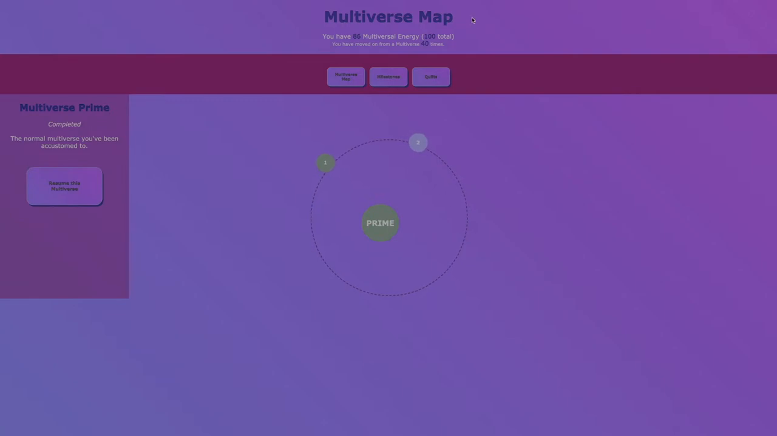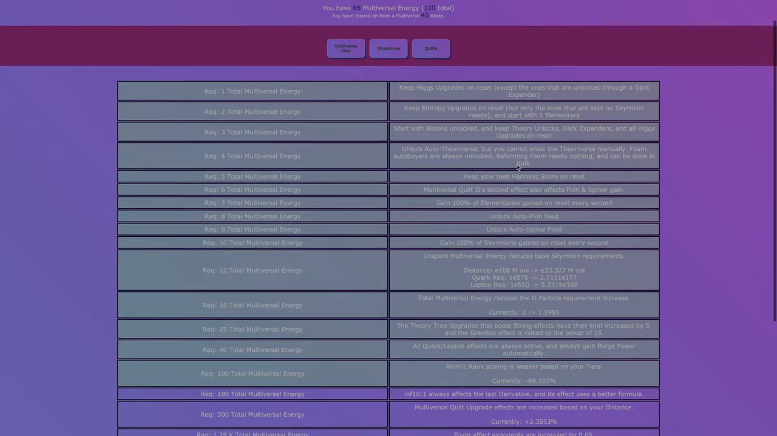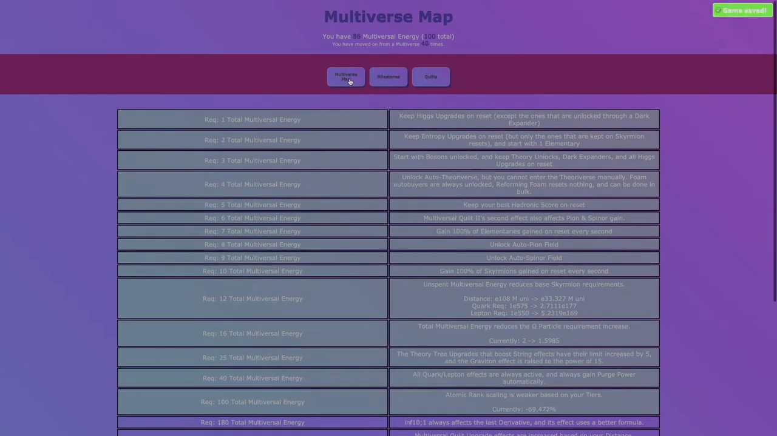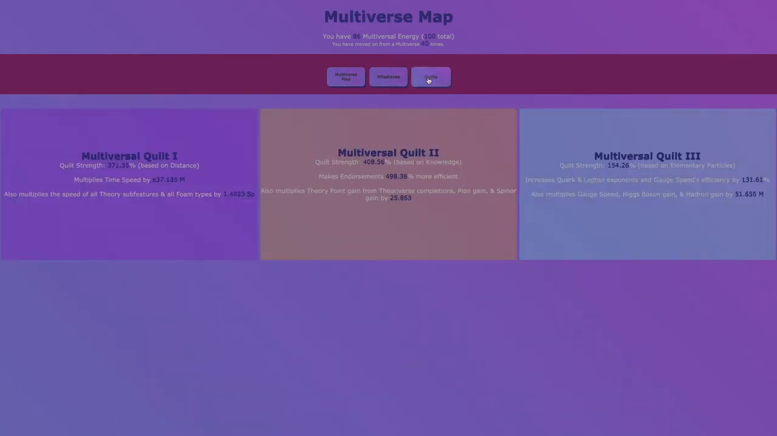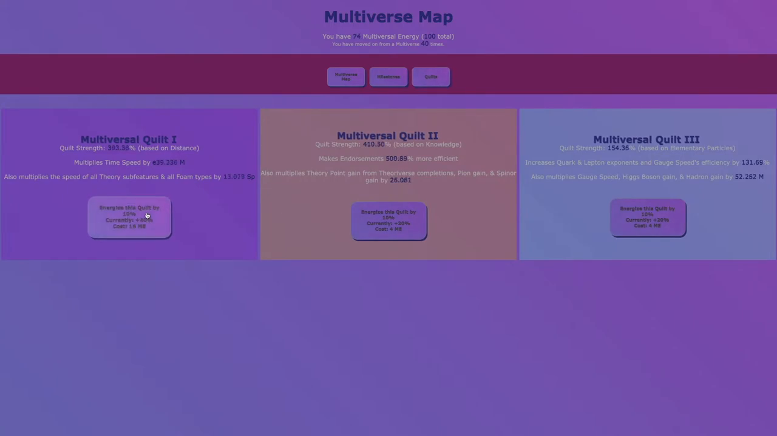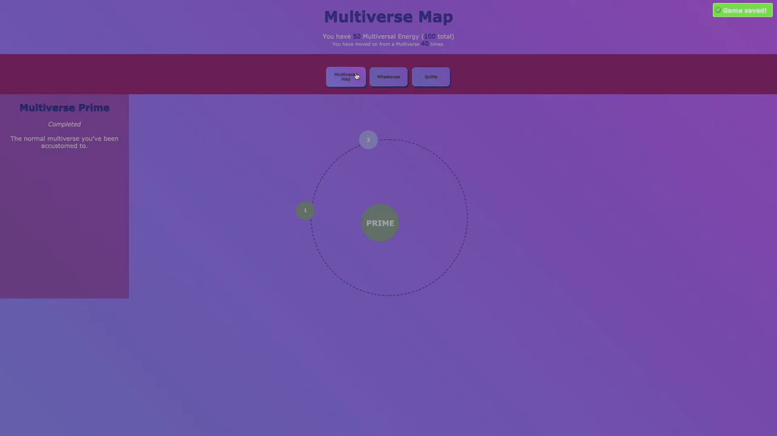And you can see, we're up to 100 total Multiversal Energy. This means our atomic rank scaling is going to be weaker based on our tiers, but we probably also want to get some quilts. We're going to get two of all these. And then we're also going to unlock this.